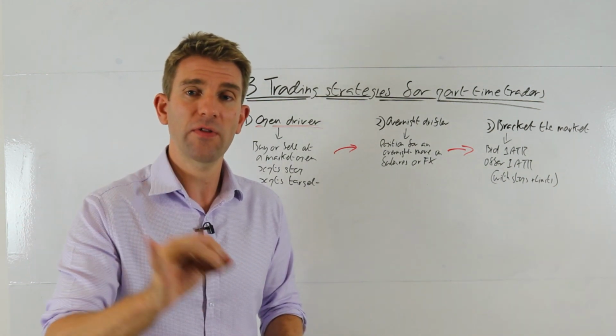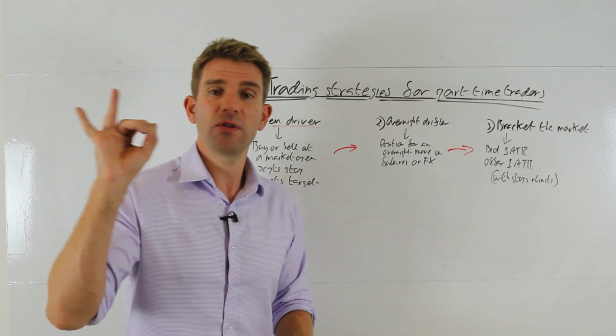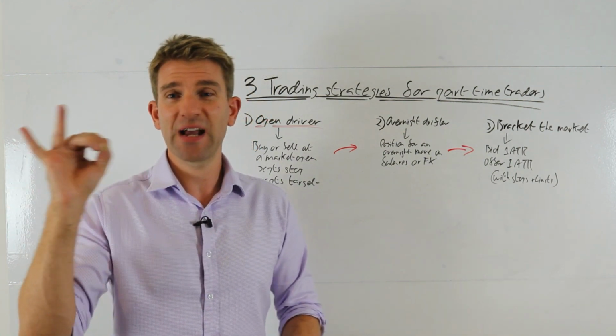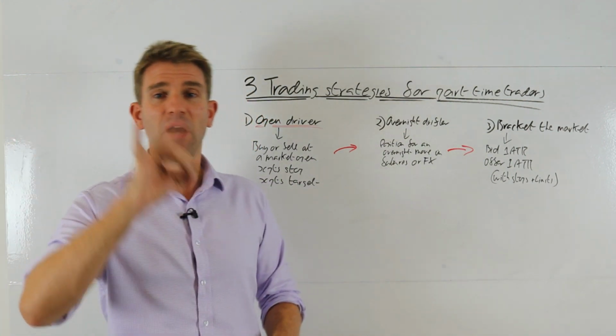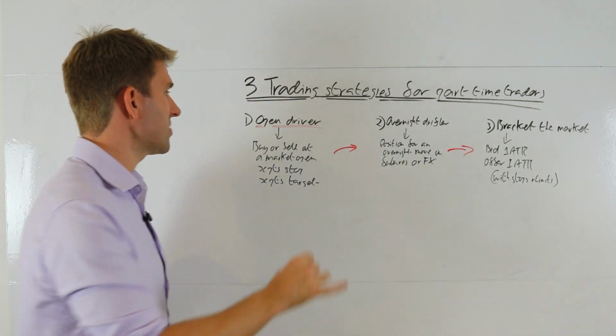You've got to make sure that the orders are OCO. In other words, one cancels the other. So if your stop's filled, it cancels the limit. If the limit's filled, it cancels the stop. Very simple to do. All right, so that's the open driver.